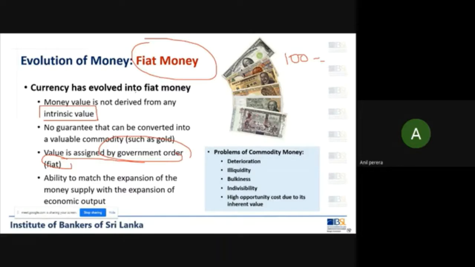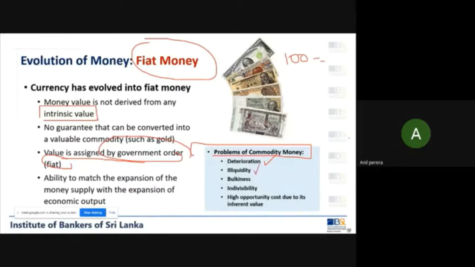So why did this paper money come into the picture? Because, as I said, of the problems of commodity money. Barter has problems, then commodity money came. Even commodity money has problems. What are these problems? Deterioration. The value will not be the same. For example, the gold value heavily fluctuates. If you look at the history of money, you will see the value of silver, gold, and copper change from time to time, volatile. Sometimes the value gets depreciated.